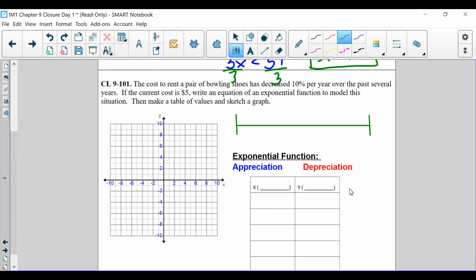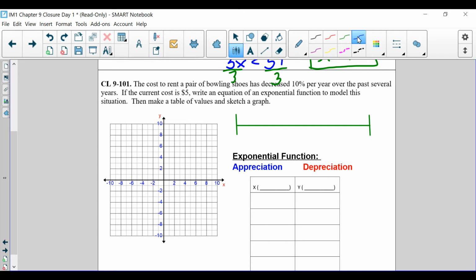Next, let's go over this one. It's talking about bowling. You guys like bowling? Yeah? Okay, well it says the bowling rental fees decreased 10% per year over the past several years, and if the current cost is $5, write an equation to model this information.